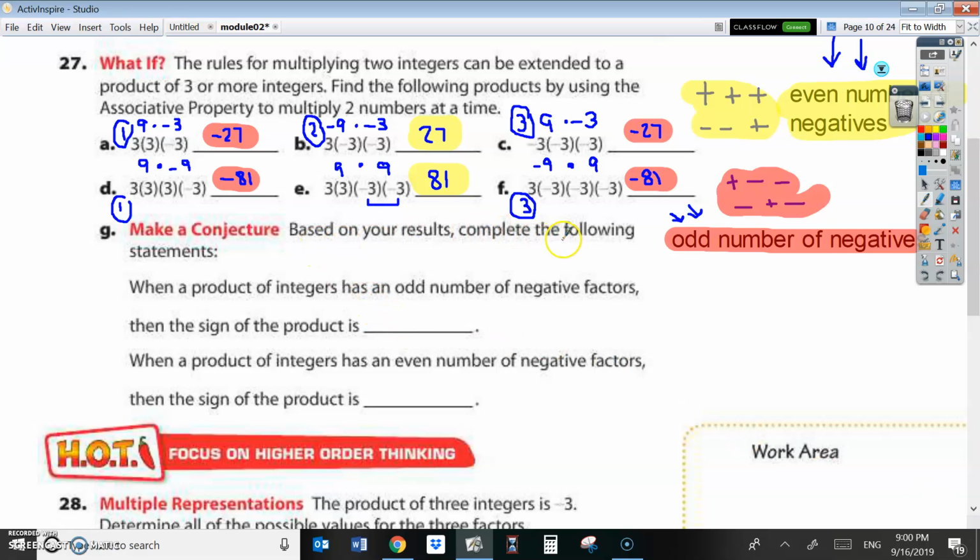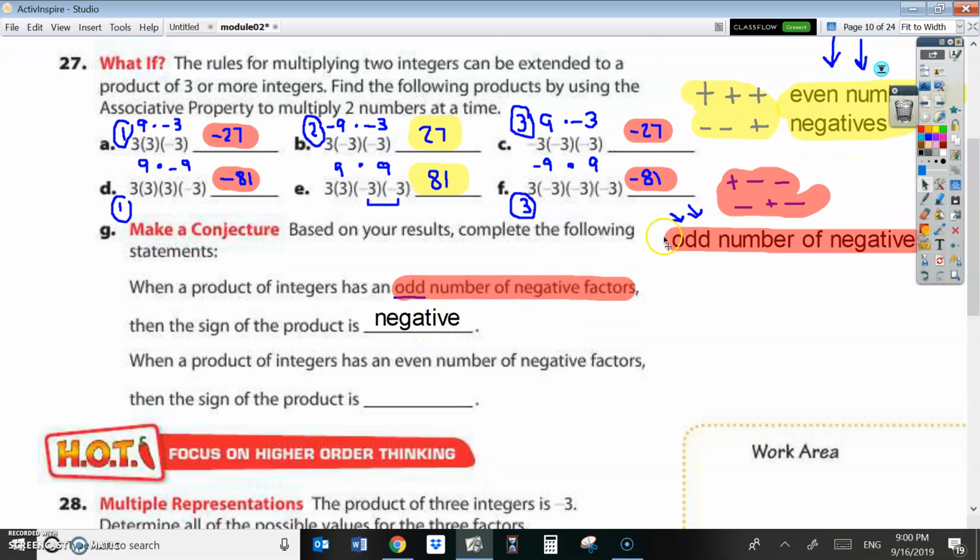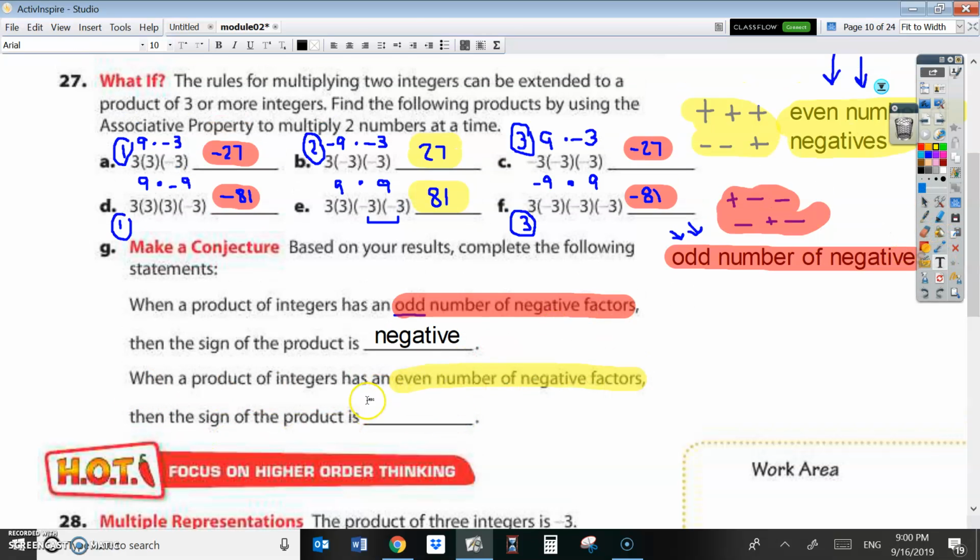So based on your results, complete the following statements. When a product of integers has an odd number, well, we already know this, an odd number of negative factors, then the sign of the product is negative. Okay, so the next one should be fairly straightforward as well. When a product has an even number of negative factors, then the sign of the product is positive.